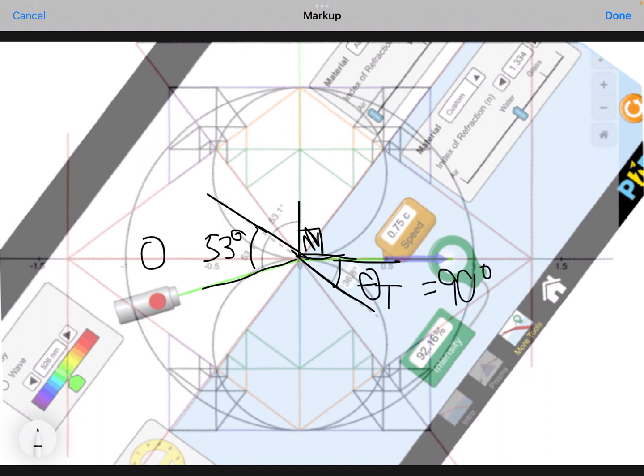So this is the angle of incidence, and the angle of reflection is the same as the angle of incidence. And that also means that the light heading off in the reflected angle is always S-polarized. Slapping, that means S-polarized.